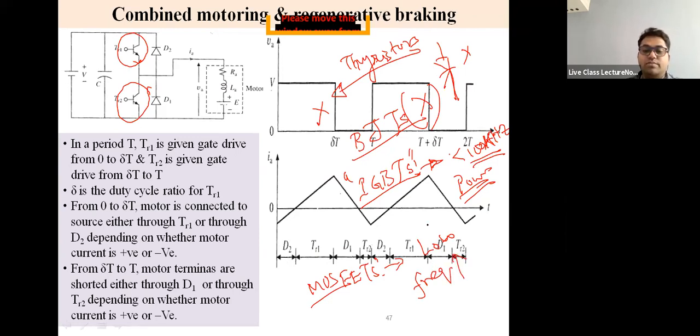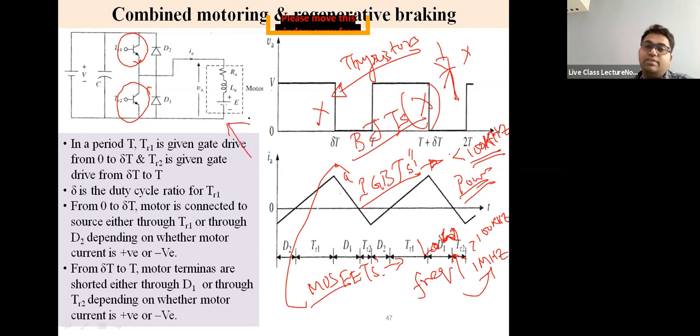So MOSFETs will be used when the frequency of operation might be going up to greater than 100 kilohertz, say 1 megahertz also. MOSFETs can operate at such a high frequency also. Here, IGBTs won't be able to work at such a high frequency. But the problem is that the power rating will be lower, right? So only IGBTs and MOSFETs will be used in DC-DC choppers.